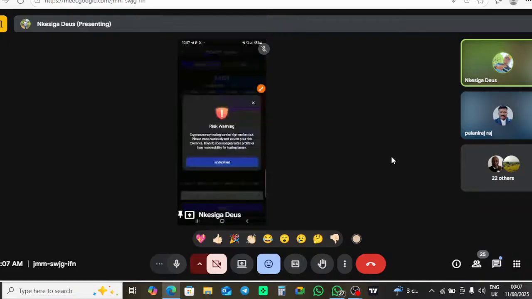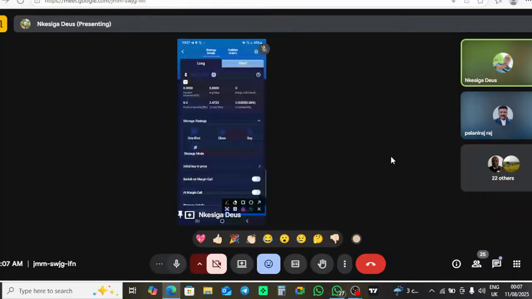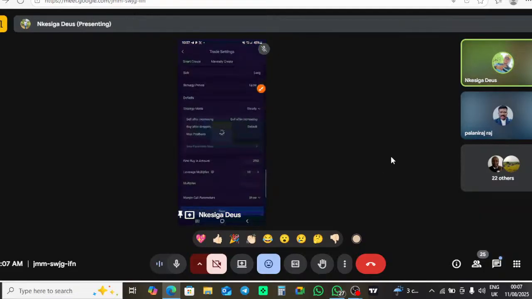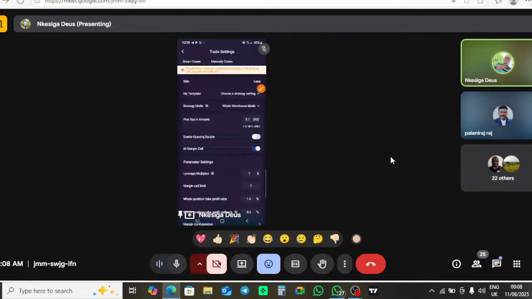I understand. Then first choose here: do you want to long it or you want to short it? Click on what you want. If it is short, short. If it is long, long. Then come here on trade settings. Whenever you come here, it will take you to this page where it is showing manually create, and you click manually create. Then here, if you have a strategy, you can go and choose it.